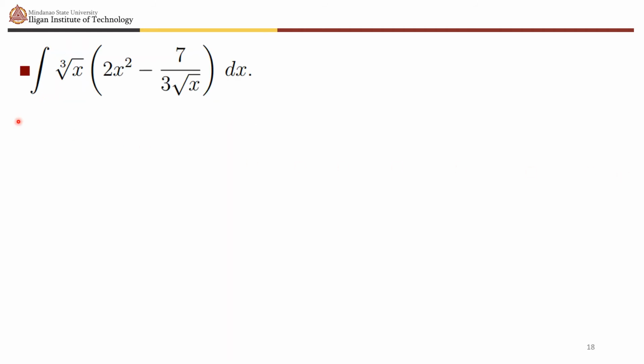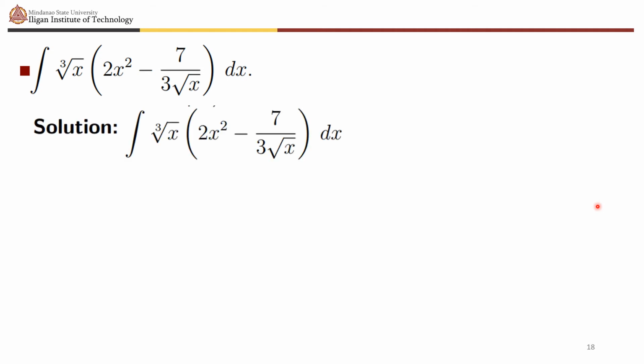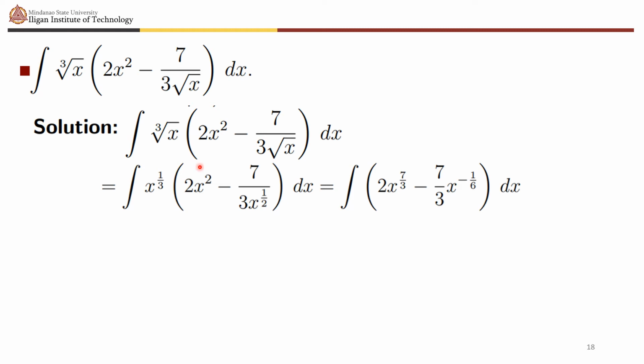Next, we are to evaluate the integral of the cube root of x times the quantity 2x squared minus 7 over 3 times square root of x dx. So we can rewrite this. This can be rewritten as x raised to 1/3, and then you try to multiply it to this binomial, and then that's the time that you simplify. So we have the following solution, that is, again, you rewrite the cube root of x to be x to the 1/3. So you have 2x squared minus 7 over 3. Square root of x can be rewritten as x to the 1/2 dx.